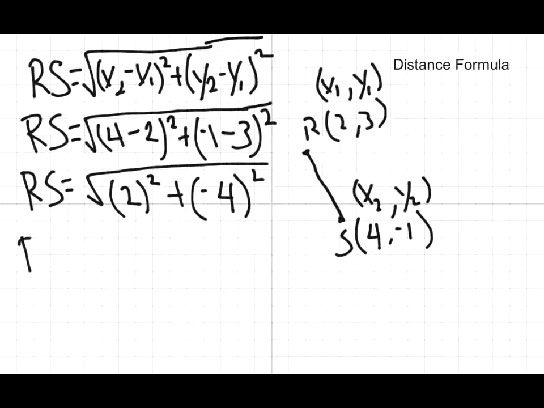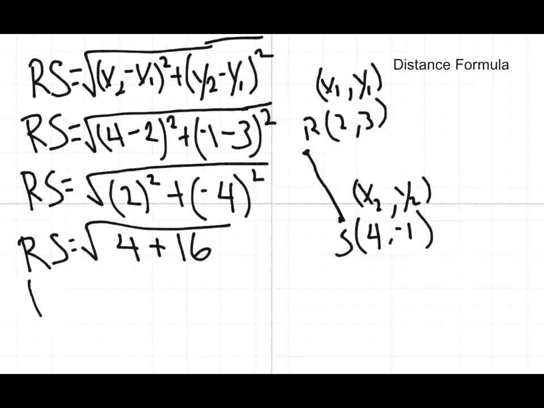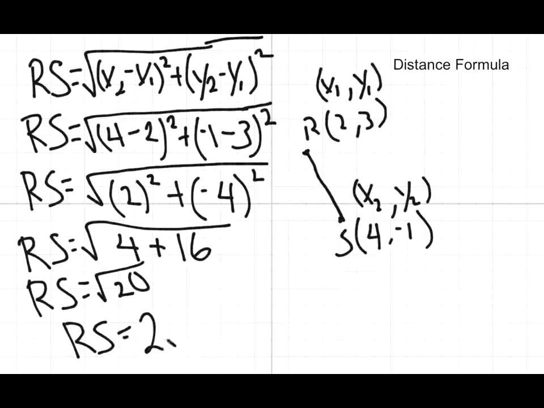Simplify further by squaring. 2 squared will give me 4. -4 squared will give me 16, which means segment RS is going to be the square root of 20, which means it will simplify down to 2 square root of 5.